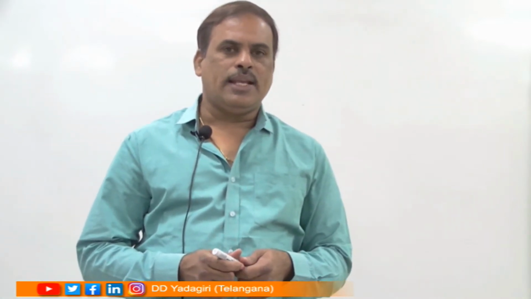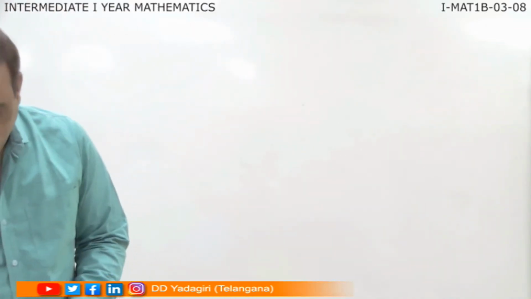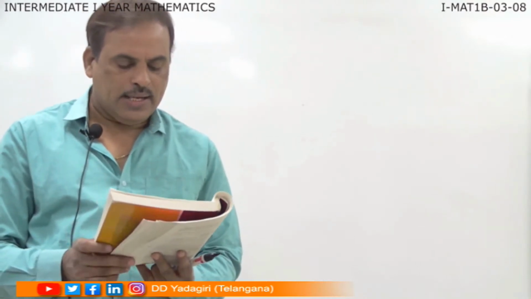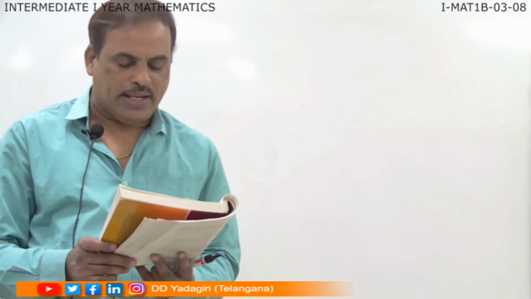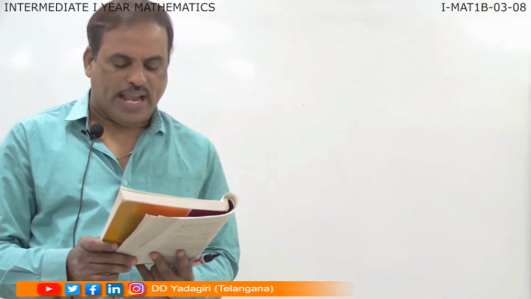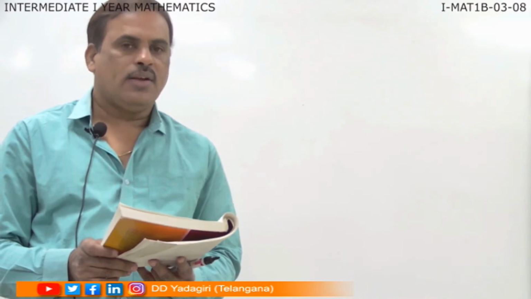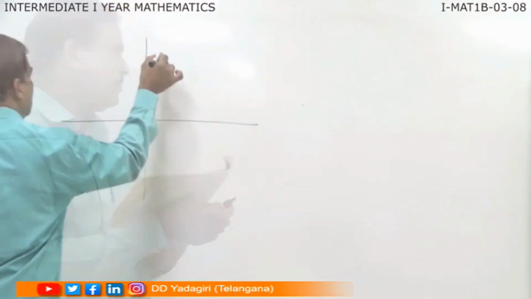Hello students, now we are going to continue the straight lines chapter, exercise 3b, section 3, third problem. A straight line whose inclination with the positive direction of x-axis measured in the anti-clockwise sense is pi by 3 makes positive intercept on y-axis. If the straight line is at a distance of 4 units from the origin, find its equation.